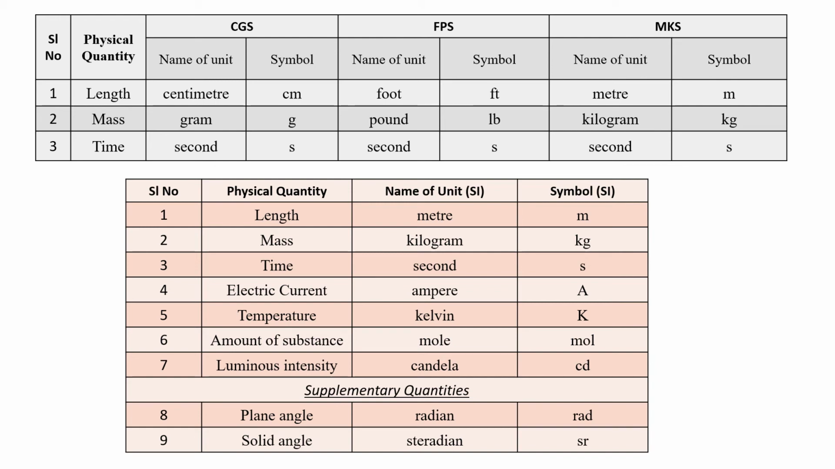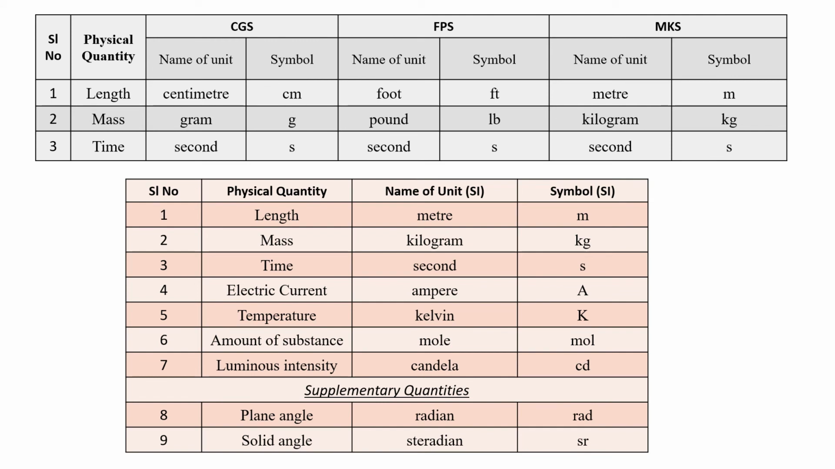For electric current, the name of unit is ampere and symbolically it is capital A. The fifth one is temperature. The name of unit is Kelvin and it is represented as capital K. Sixth is the amount of substance. The name of unit is mole, M-O-L-E, and symbolically it is mol. The seventh and last fundamental quantity is luminous intensity, which is candela, that is cd.